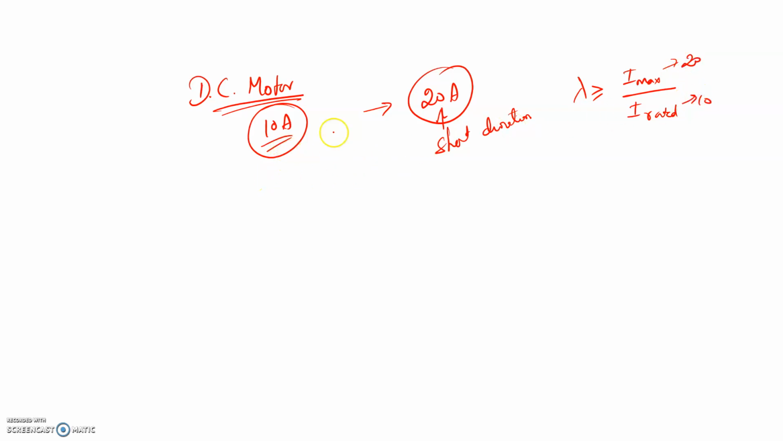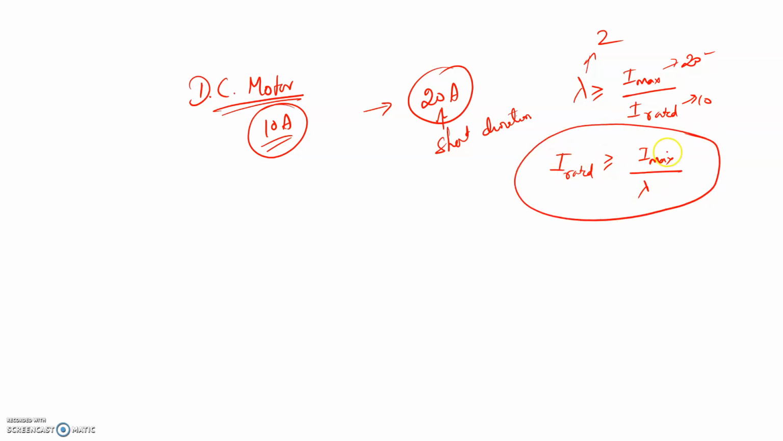So the rating of the motor is 10, but there is also a maximum current that I can give to the motor, which is 20. So the lambda value is 2. This helps because the rated value is now calculated indirectly from I max by lambda. Taking I max as 20 and lambda as 2, I rated is equal to 10. This is how I calculate the rated current.